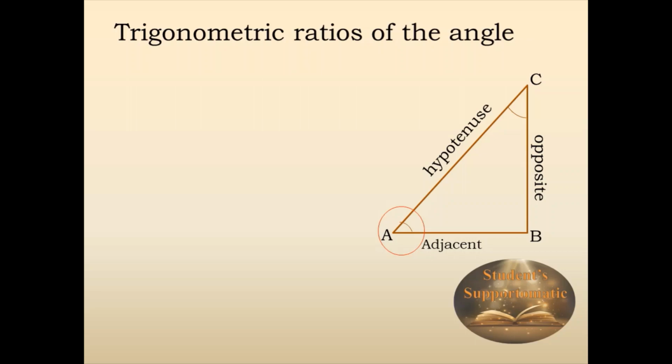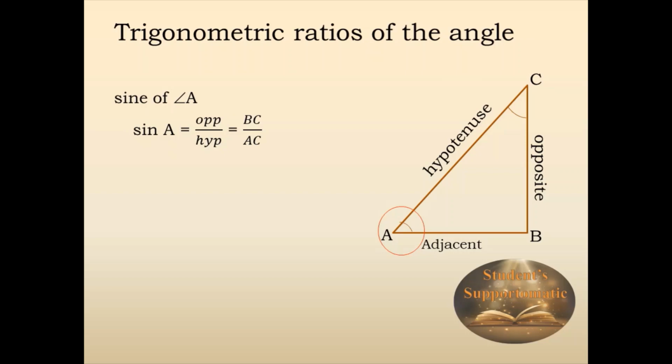We will call it sine of angle A. So sine A is equal to opposite side by hypotenuse side. So we'll write it as opposite by hypotenuse. See the figure: the opposite line to the angle A is BC, and the hypotenuse side is AC. Therefore sine A is equal to opposite by hypotenuse, which is equal to BC by AC.